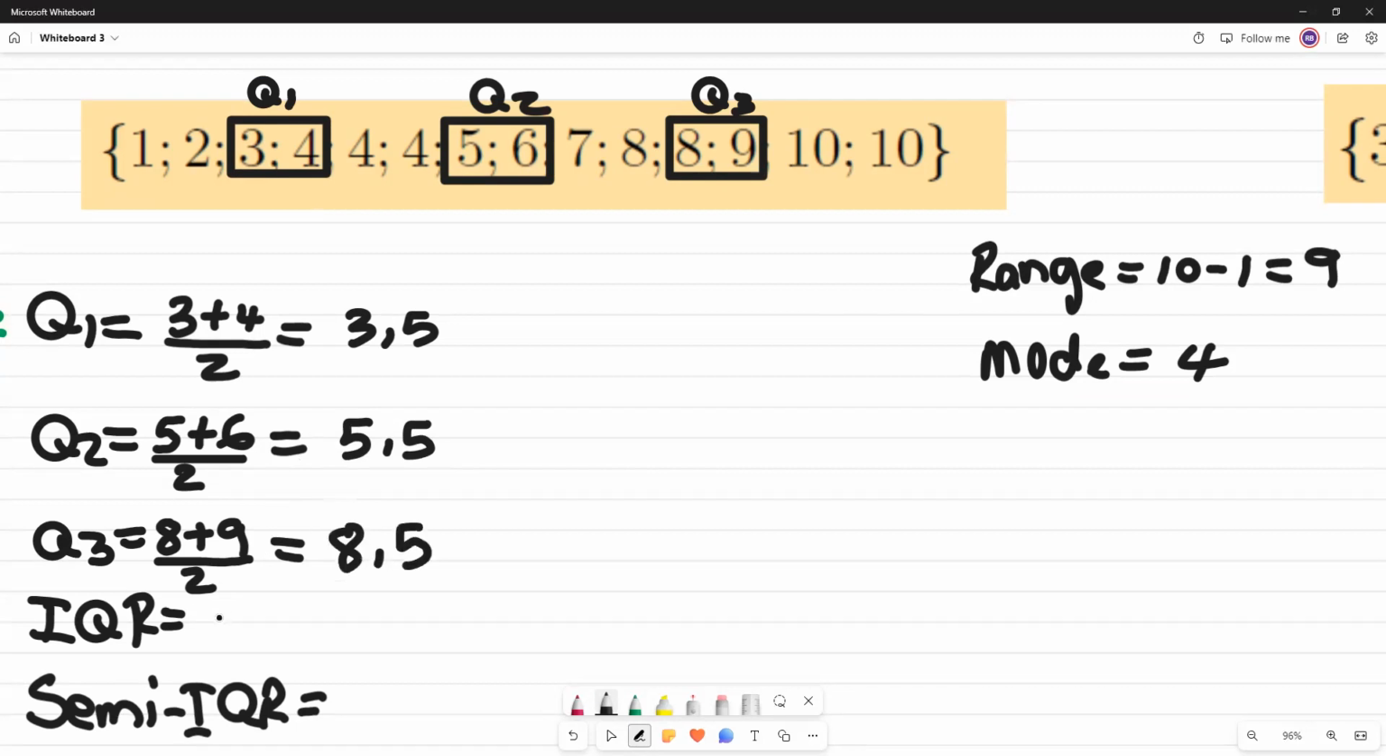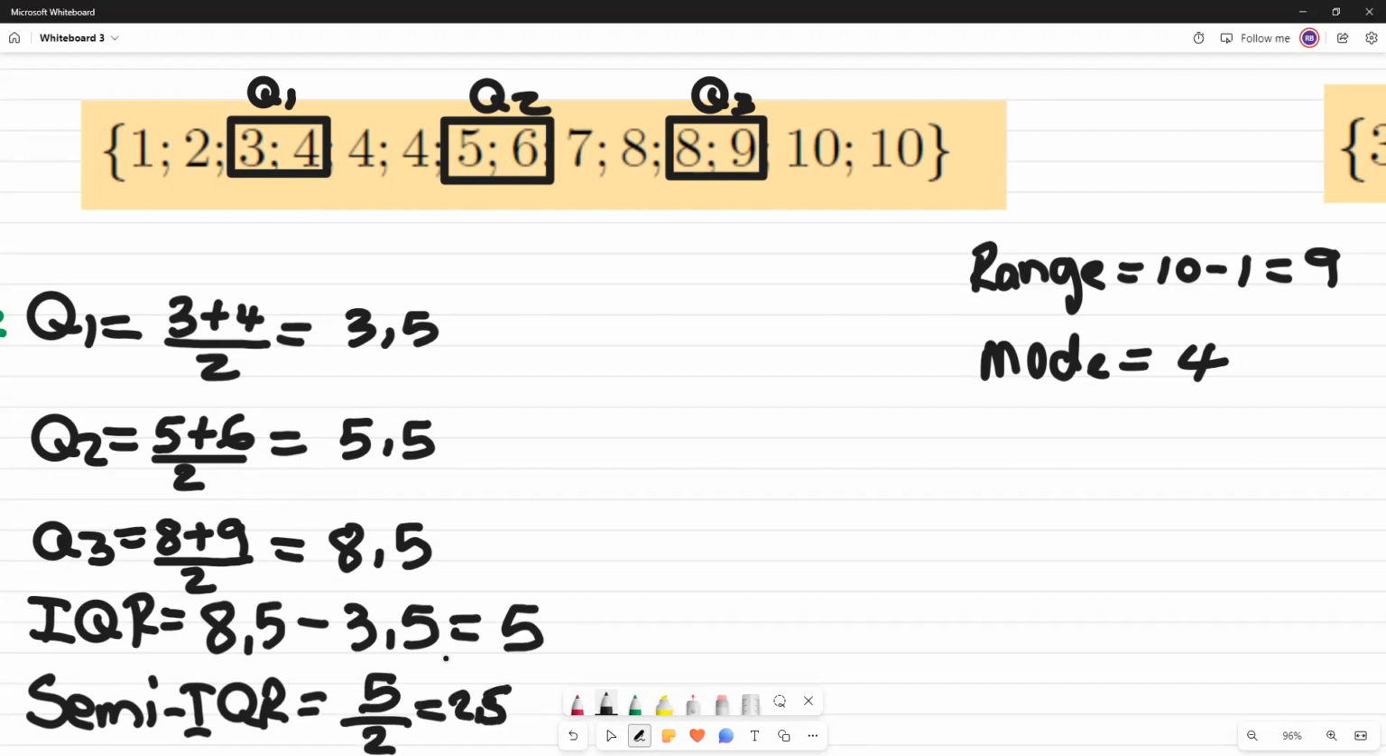Right. Now we can do the interquartile range, which is Q3 minus Q1. Then we can see that the answer will be 5. And then semi-interquartile range, remember, it's the interquartile range divided by 2, which will give you 2.5. And then that's it with this part.